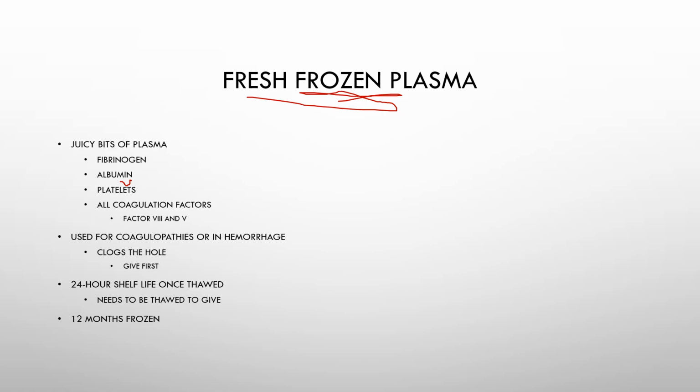Plasma is great because it's going to clog the hole, right? So if we have somebody who's hemorrhaging or they're bleeding, we want to give our plasma first, then our platelets, then our blood. Otherwise, we're dumping all of our blood into a bucket that still has a hole in it. Okay, we want to clot off that hole with our plasma. 24-hour shelf life once it's thawed. So that's why we want to be planning if we're going to be giving it. But it can sit up to a year frozen, which is kind of nice. Has a pretty long shelf life.